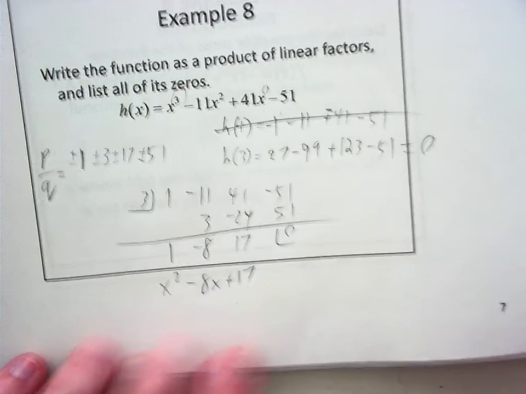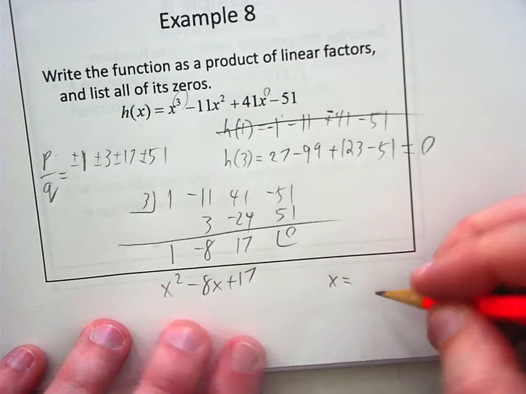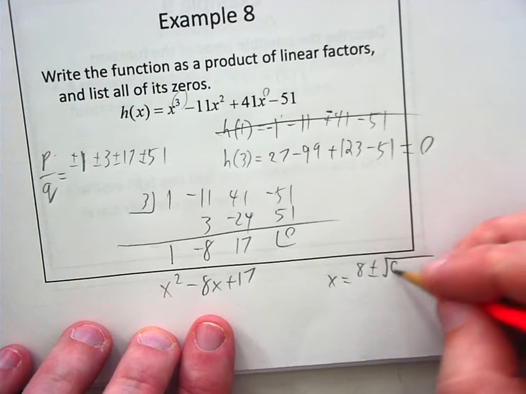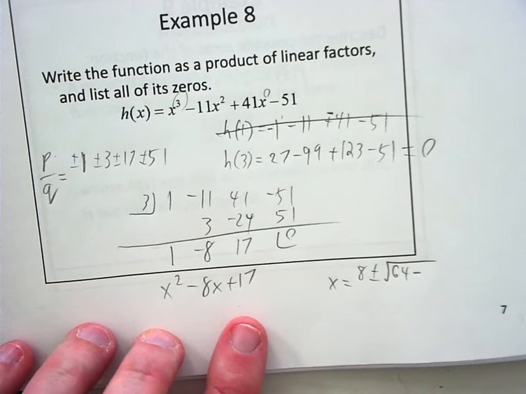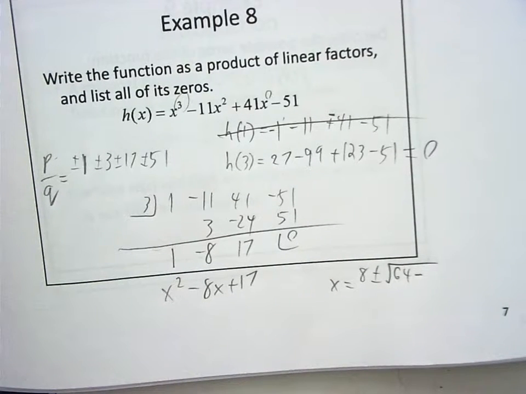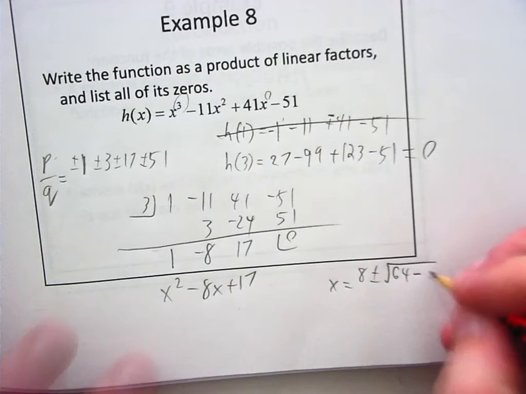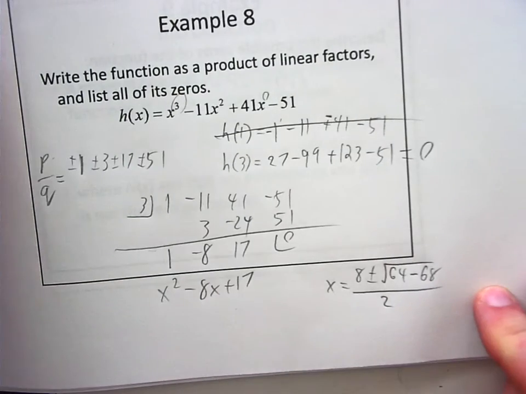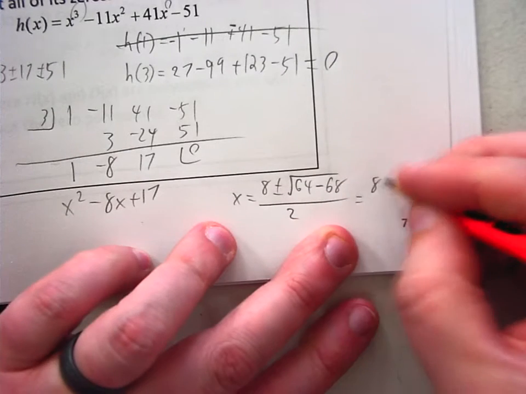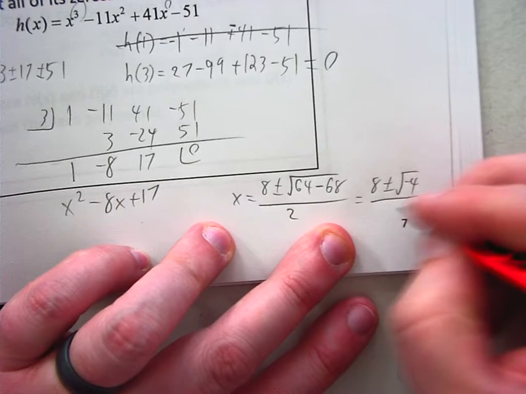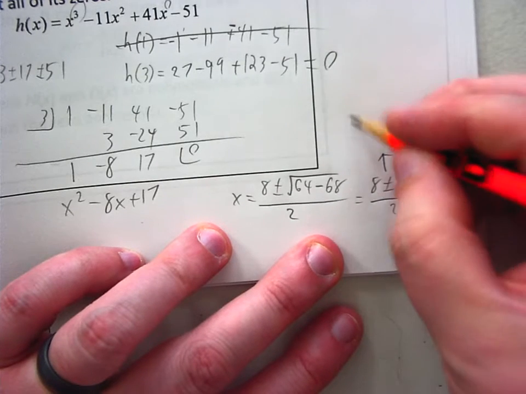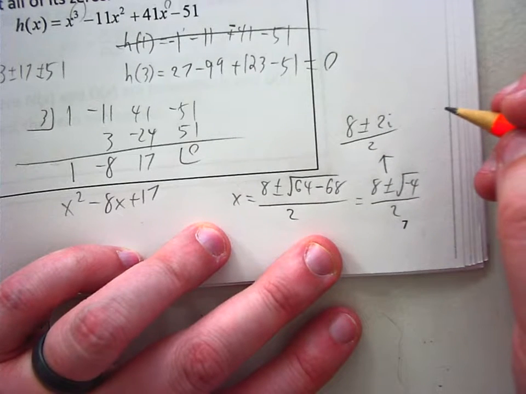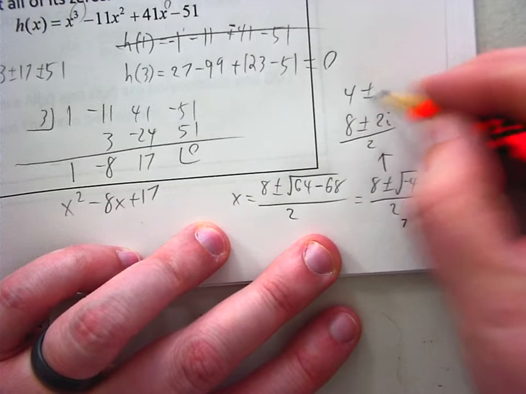Quadratic formula. Plug them in. Negative 8, negative 8 is just positive 8, plus or minus the square root of negative 8 squared, which is 64, minus 4 times 17 times 1. 4 times 17 is going to be what? 68. All over 2 times 1. So what do I end up with under the radical? Negative 4. So 8 plus or minus the square root of negative 4. What's the square root of negative 4? So 8 plus or minus 2i over 2. So I get 4 plus or minus i.